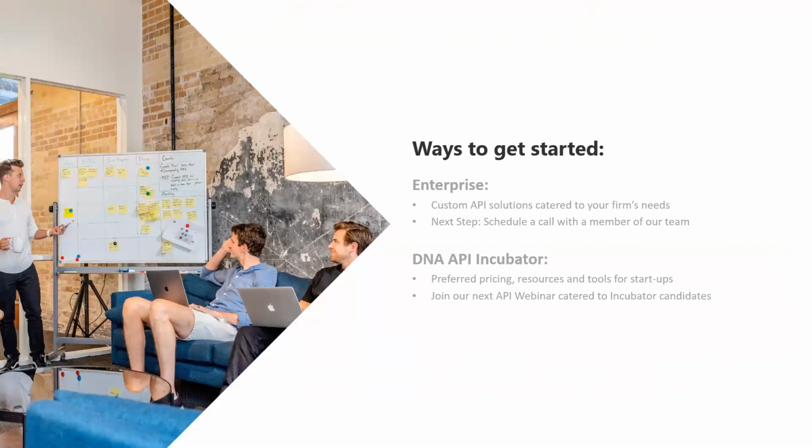So here's an outline of ways to get started. We have two different API products. If you have now decided that the API product is something that you're interested in, you would then choose: do you fit more into the enterprise category, which is a custom API solution that's catered to your firm's needs? This is often going to be in the bigger category of 10,000 plus participants per year. And it would typically be a large financial services firm or a startup with hopes of becoming that very, very quickly. It doesn't seem like we have any of those on this call right now.